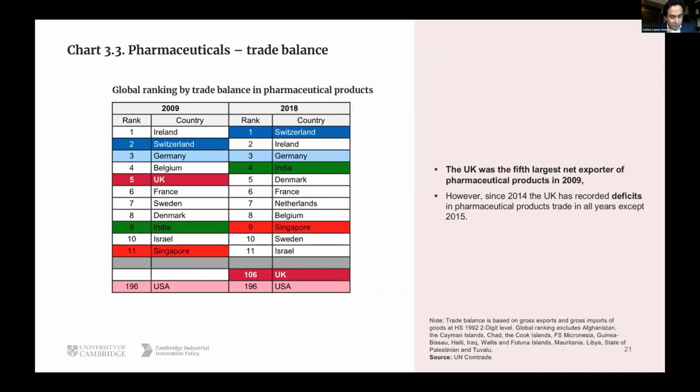So the UK has suffered from a rapid loss in trade competitiveness in pharmaceutical products from the standpoint of trade balance. In 2009, the UK was the 5th largest net exporter of pharmaceutical products with a surplus of around $10 billion. However, since 2014, the UK has recorded trade deficits in pharmaceutical products in almost all years. And the deficit has widened to around $125 billion in 2019, placing it among the 3rd quartile of countries according to trade balance. The widened deficits were a combination of a dip in exports between 2009 and 2018, and an increase in imports as well.